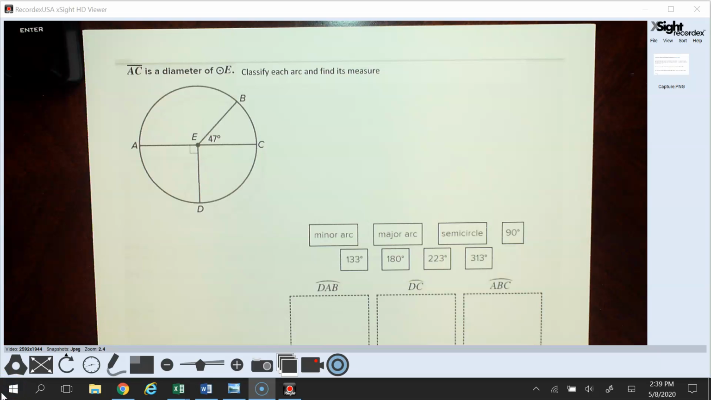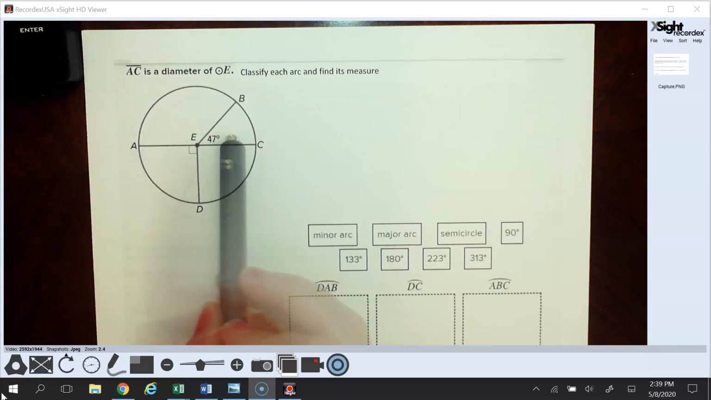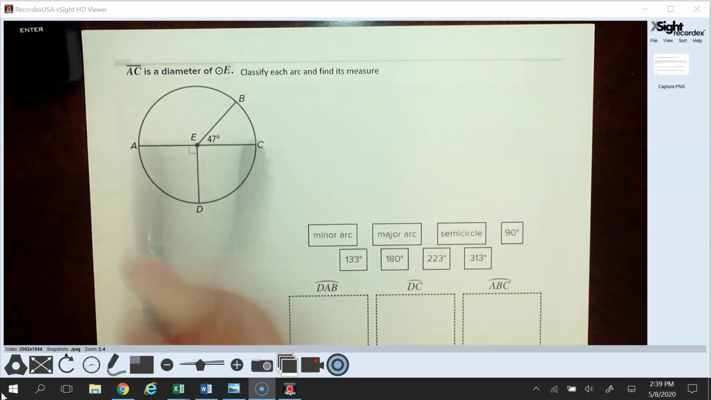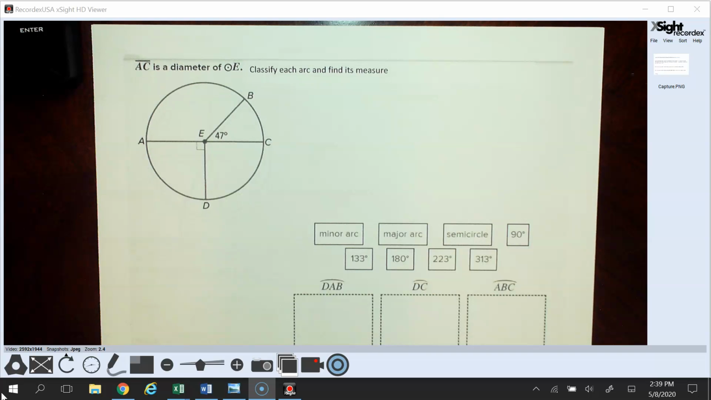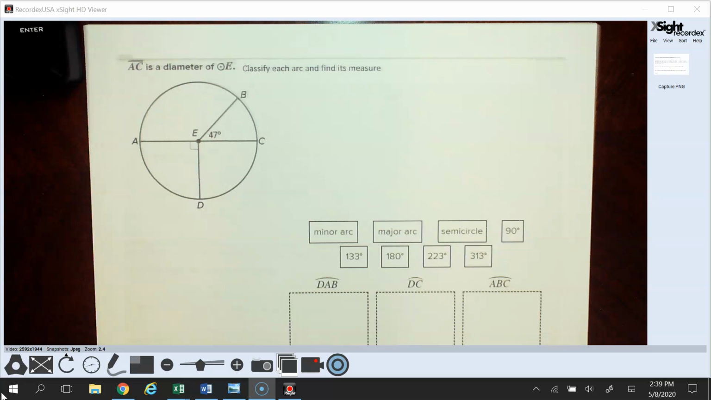Okay, now for this one right here, it told me that AC is the diameter, so that means it's going to cut it into two semicircles, which measure 180 degrees. Okay, diameter, semicircle, semicircle. Now what it's asking us to do is classify each arc measure and then find its measure. Normally what I like to do is classify these as major arcs, minor arcs, semicircles first, because that's going to help me know whether or not my angle measures are correct.